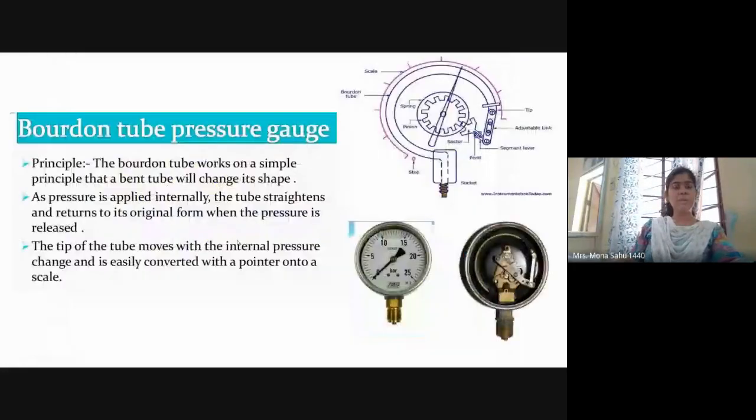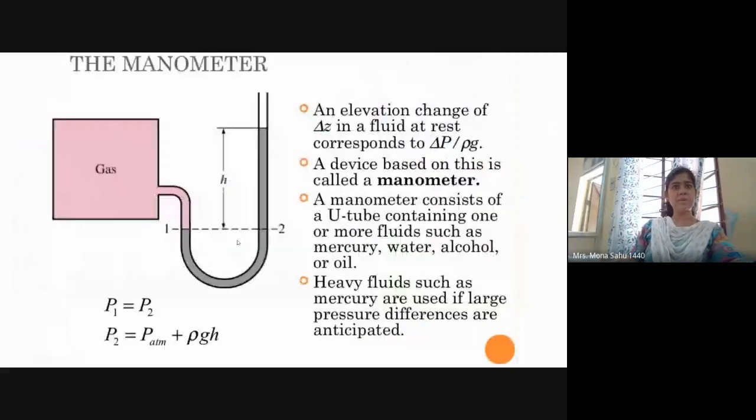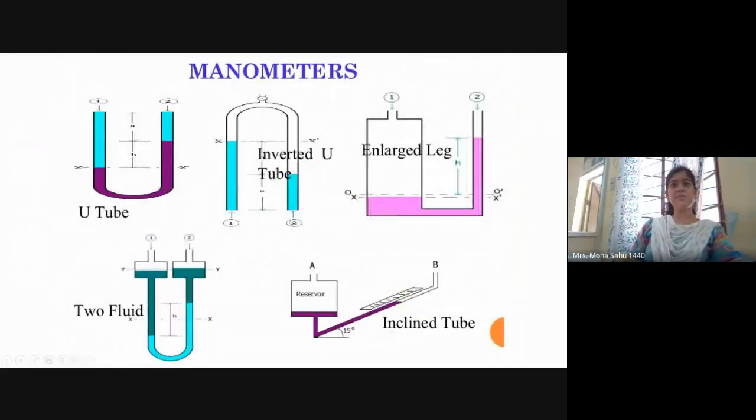Now let's go to the manometer. Please write the heading as manometer. There are different types of manometer. There is the U-tube, which is a very common one; we saw it in the lab last class. There's the inverted U, there's the enlarged leg, and there is the inclined tube. The inclined tube is basically used for better precision.